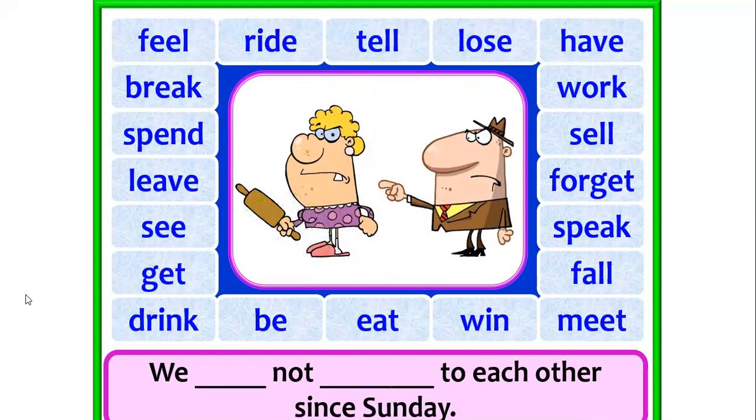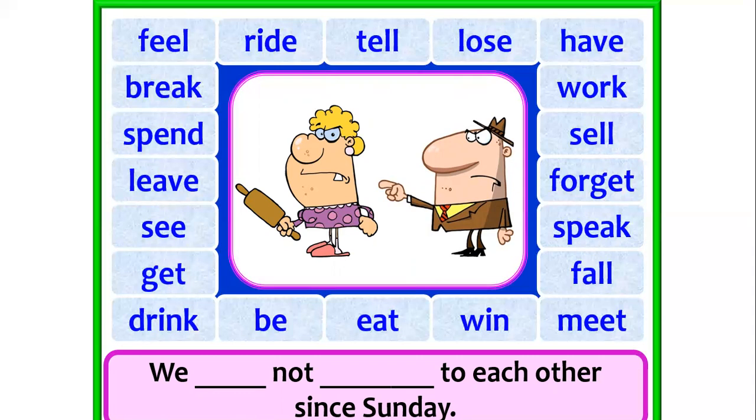We not to each other since Sunday. We see here that the couple are having a fight, right? So we have or has, excellent, it's have. We have not to each other since Sunday. So the start of the fight was on Sunday. So since Sunday, we have not spoken to each other. Spoken is the past participle of speak. We have not spoken to each other since Sunday.